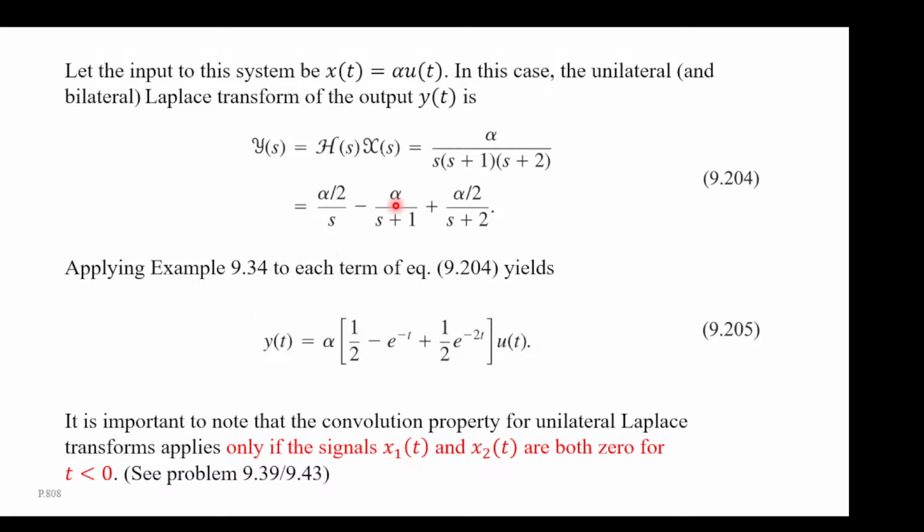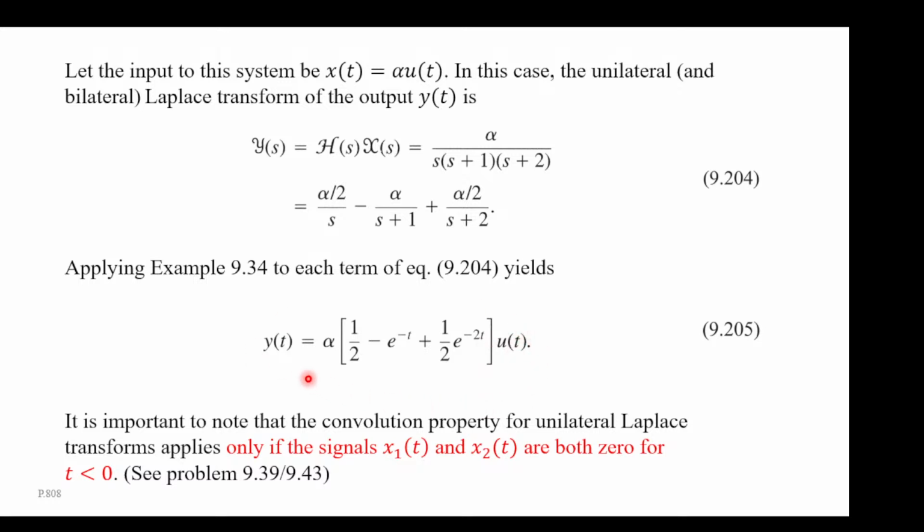Then, as we said, we can just do partial fraction expansion into those three partial fractions, something over s, something over s plus 1, and something over s plus 2, and do the inverse Laplace transform, picking the ROC always on the right side. So it's just this, 1 over 2 minus e to the minus t plus 1 over 2 e to the minus 2t, all times u of t. Okay, so you see that y of t is this: alpha times 1 over 2 minus e to the minus t plus 1 over 2 e to the minus 2t, times u of t.